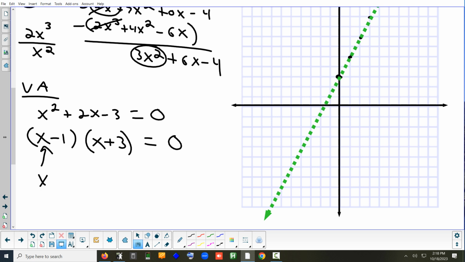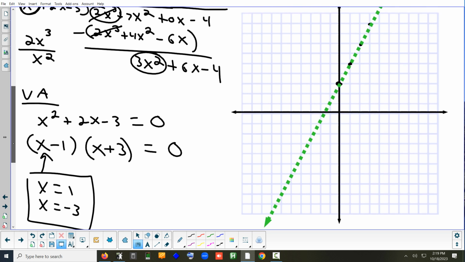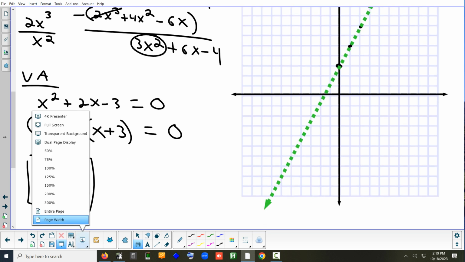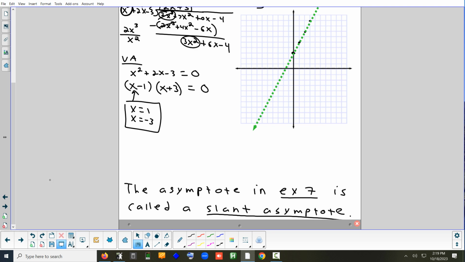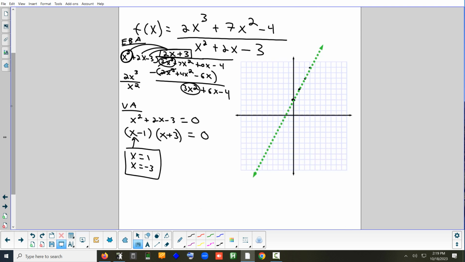That's a vertical asymptote. And what would you plug in here? Negative 3. So how many vertical asymptotes did I get? 2. So let's put one at 1 and one at negative 3. I'm just going to zoom out. It's a little easier if I do it that way.